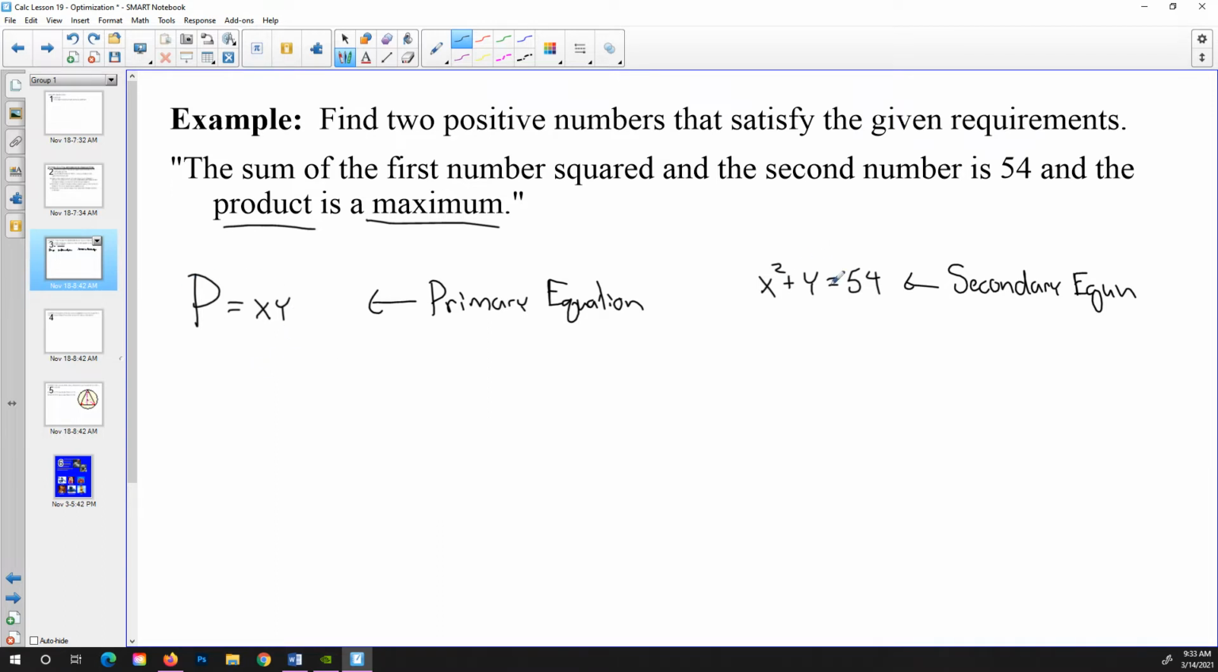And so there's a number of ways to do that, but solving for y is fairly easy. We can say y is equal to 54 minus x squared. And now we can substitute into the primary equation.